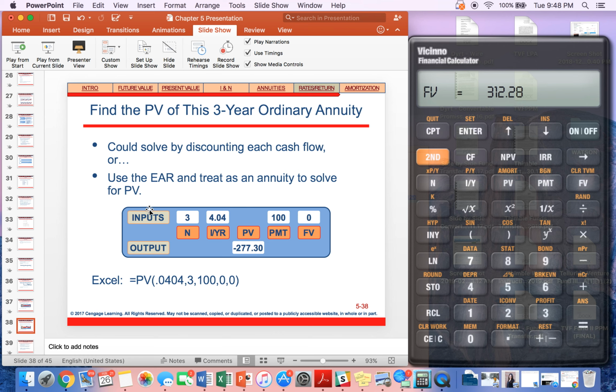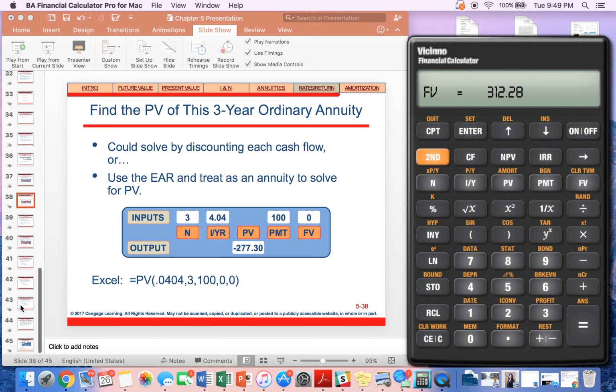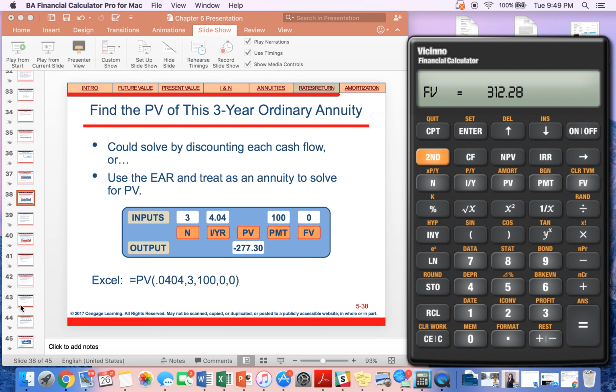You can also solve this annuity the same way to find the present value, just like we did in the first lecture. All we're switching is that instead of solving for future value, we're solving for present value. We're not given a future value, so we plug that in as 0. We solve for our present value, and given that semi-annual effective rate, the present value of this $100 3-year cash flow stream is worth $277.30 today. If you need help working back through how to solve those annuities, go back to the first part of this lecture to run through it on your calculator.